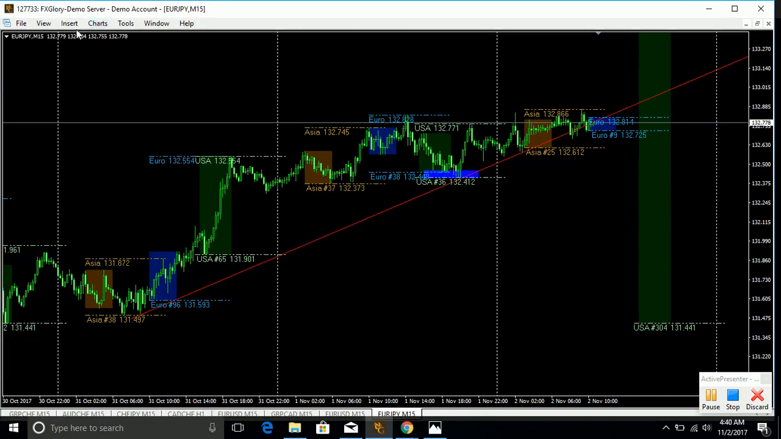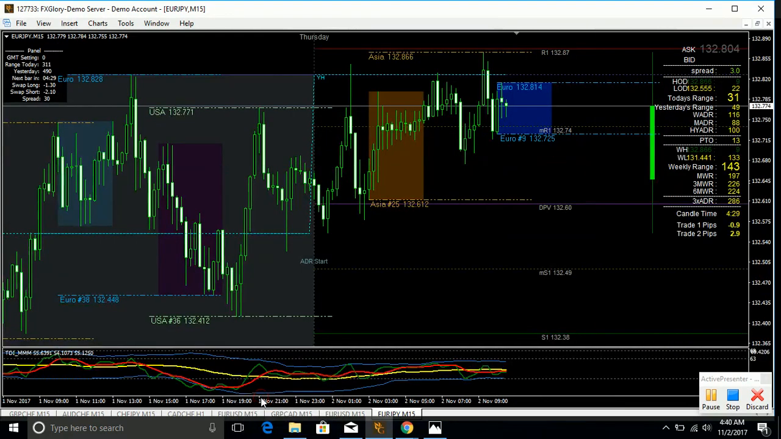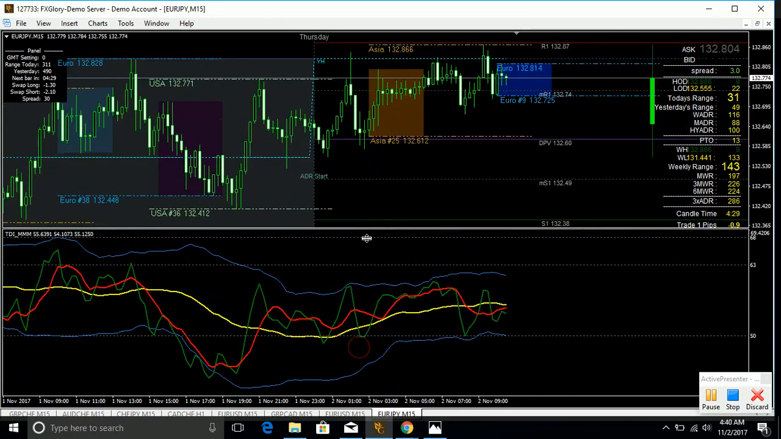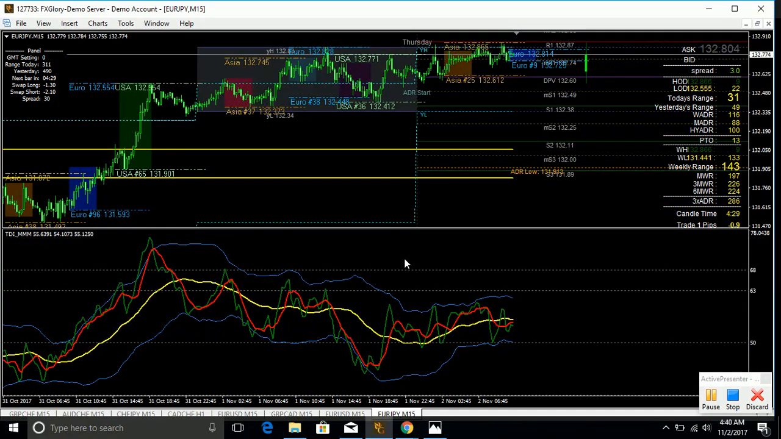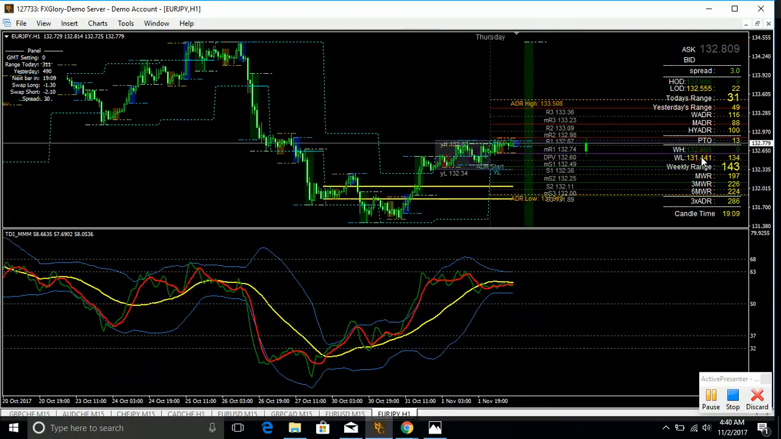Okay, so look at the TDI. I'm gonna use this template here. Now here on the TDI, we are above 50. On the hour chart, we are also above 50. Looking for at least another good push up in here into the overbought area, which is right in here.